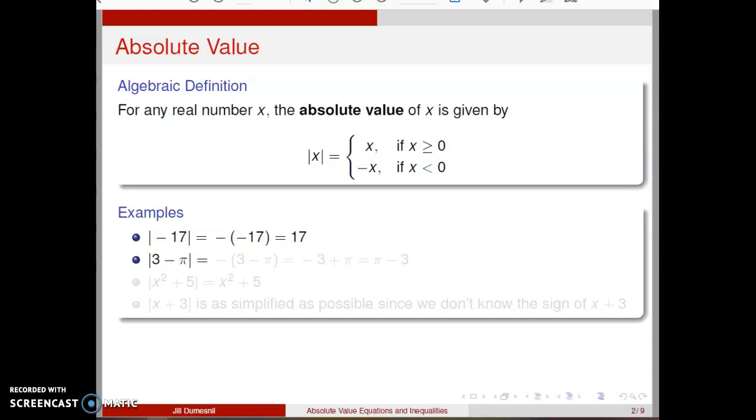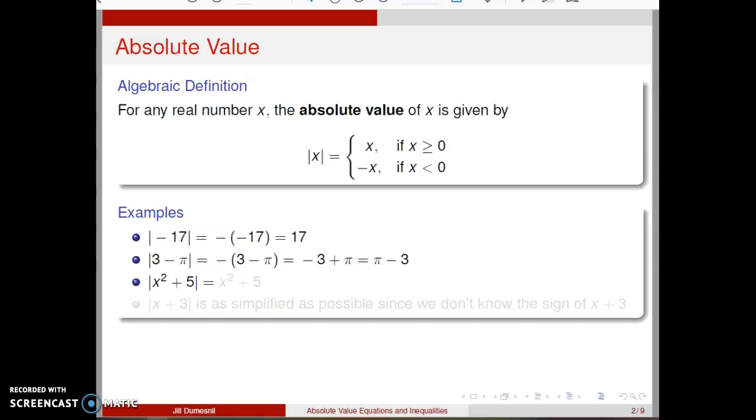To evaluate the absolute value of 3 minus pi, we note that 3 minus pi is negative. So it comes out of the absolute value as the opposite of the quantity 3 minus pi. We can distribute the negative to get minus 3 plus pi and use the definition of subtraction to rewrite as pi minus 3. Therefore, the absolute value of 3 minus pi equals pi minus 3.